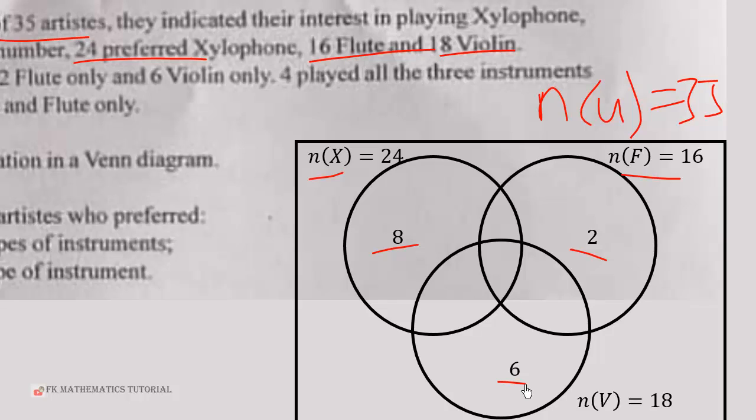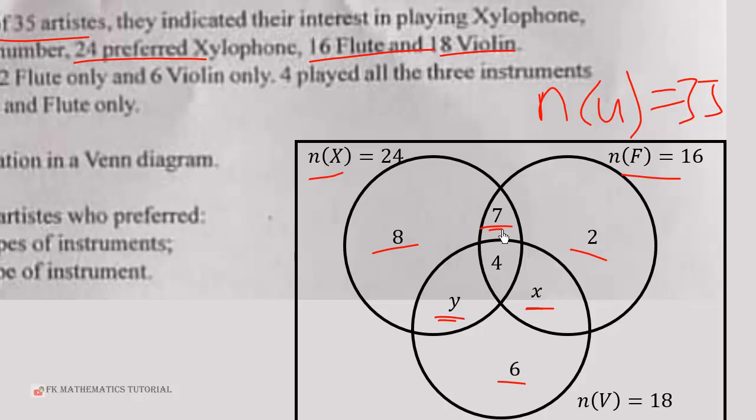4 played all the 3 instruments, while 7 preferred xylophone and flute only. Then these ones we don't know, so we use the variables x and y, or any variable that you can use there. We have to find the number of artists who prefer only 2 types of instruments. So that will be x plus y plus 7.